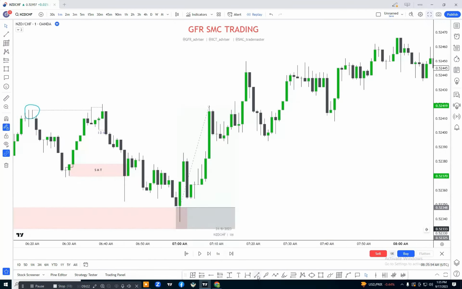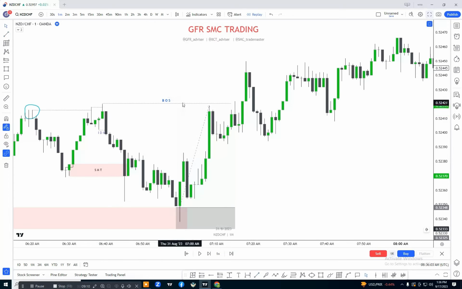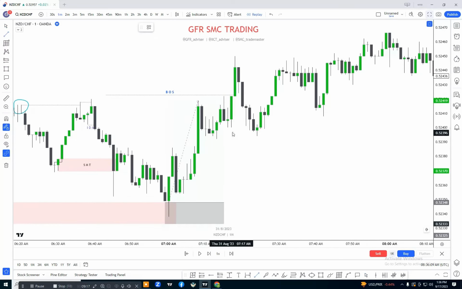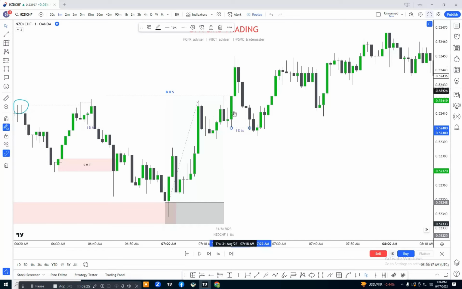Now if we see here, we have another breakout of structure. Here is the breakout of structure, which is considered at this point. Here was the low. After taking out this low, our inducement is confirmed here.